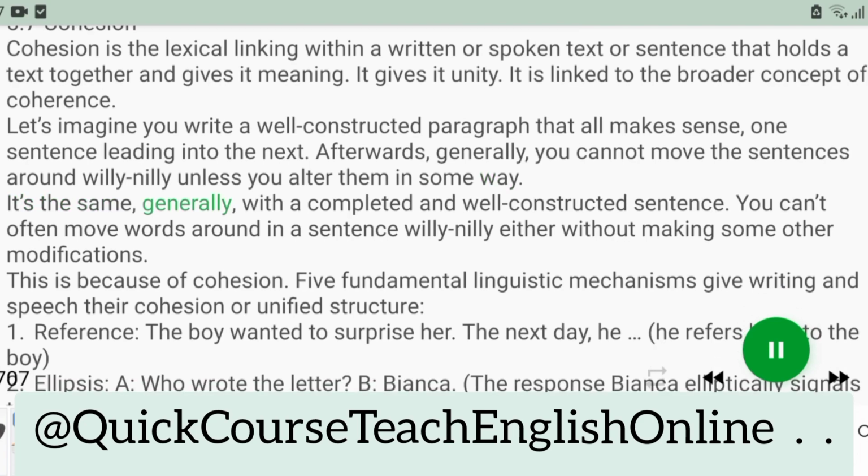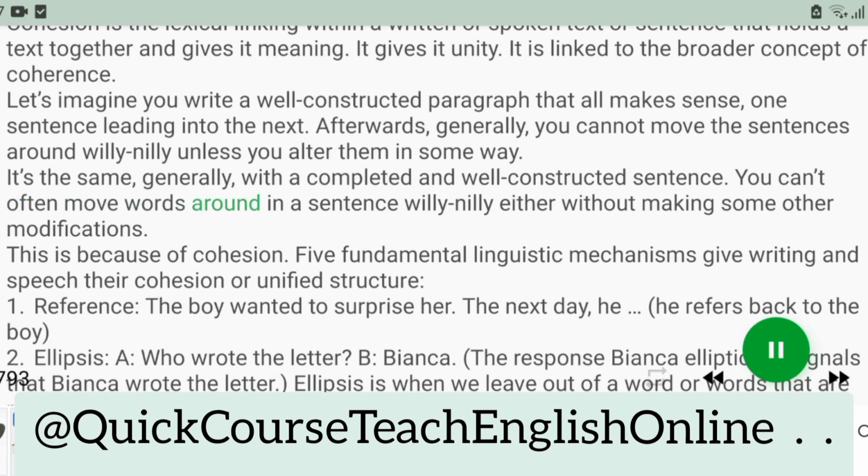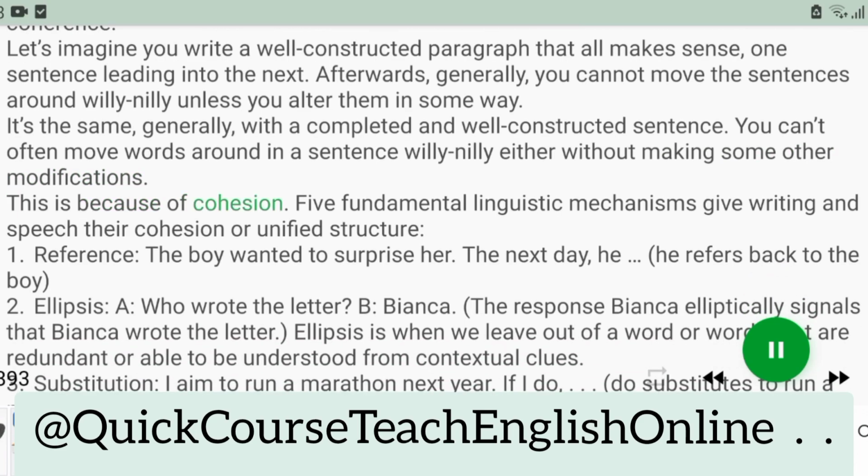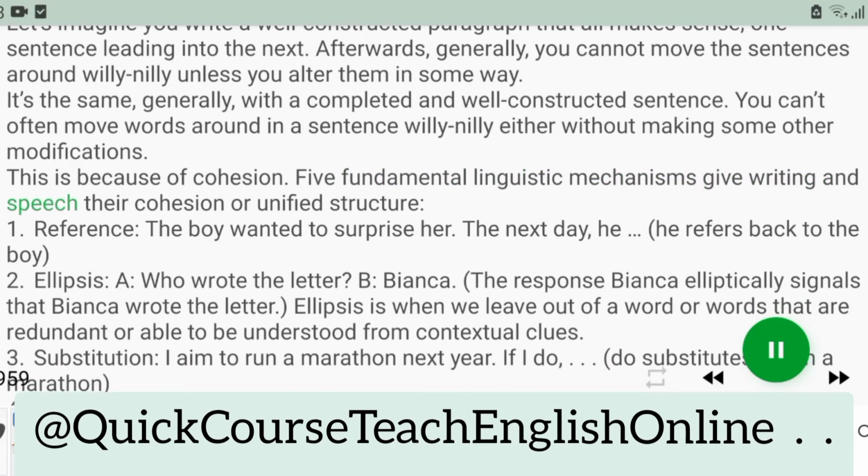It's the same, generally, with a completed and well-constructed sentence. You can't often move words around in a sentence willy-nilly either without making some other modifications. This is because of cohesion. 5 fundamental linguistic mechanisms give writing and speech their cohesion or unified structure.